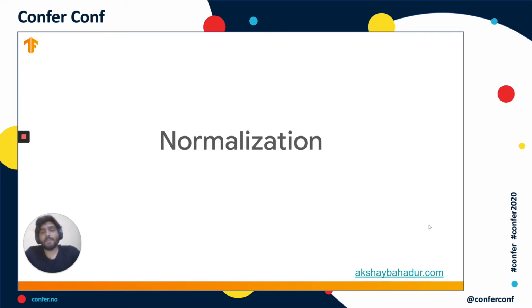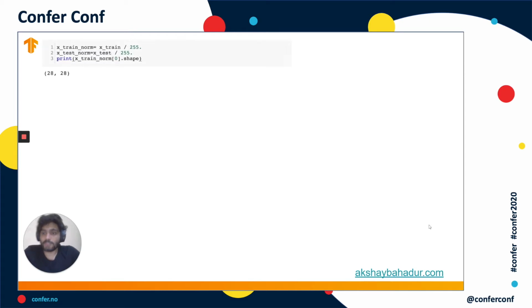Now we have a very simple concept of normalization, which all of us might have studied in class 10th or 12th. I studied it in class 10th when I was studying basics of statistics, and normalization means that you control the spread of the data. So what I'll do is practice normalization on this data set. In this case, I will divide the entire data set by the maximum pixel intensity, which is 255.